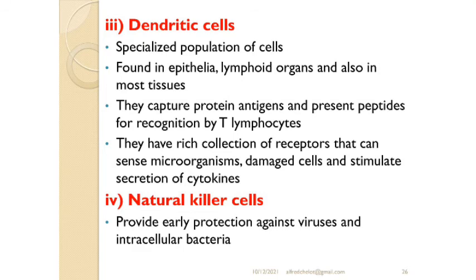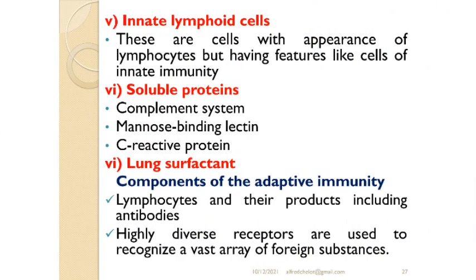Then for the natural killer cells, these provide early protection against viruses and intracellular bacteria. Then for the innate lymphoid cells, these are cells that appear like lymphocytes, but they have some features like cells of the innate immunity. Then we have three types of soluble proteins: the complement system, mannose binding lectin, and C-reactive protein. We shall be discussing them in the course of our subsequent presentations. And lastly, we have the lung surfactant.